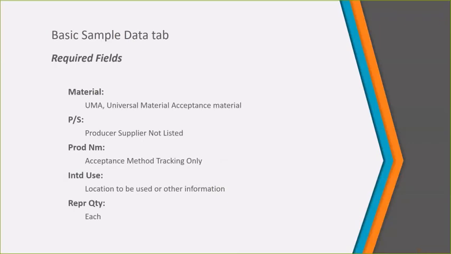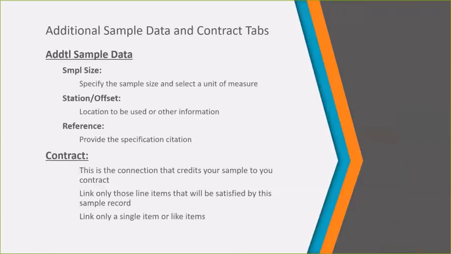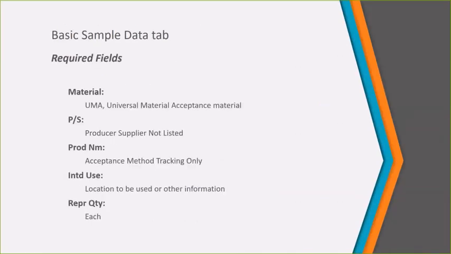The required fields on the Basic Sample Data tab call for a material. You'll select UMA. For the producer supplier, you'll identify a producer supplier not listed. On the Basic Sample Data tab, these are the items you need to be aware of when creating the sample record. A UMA sample record is created like every other sample record. These are the required fields: the material value, universal material, the producer supplier, and the product name.